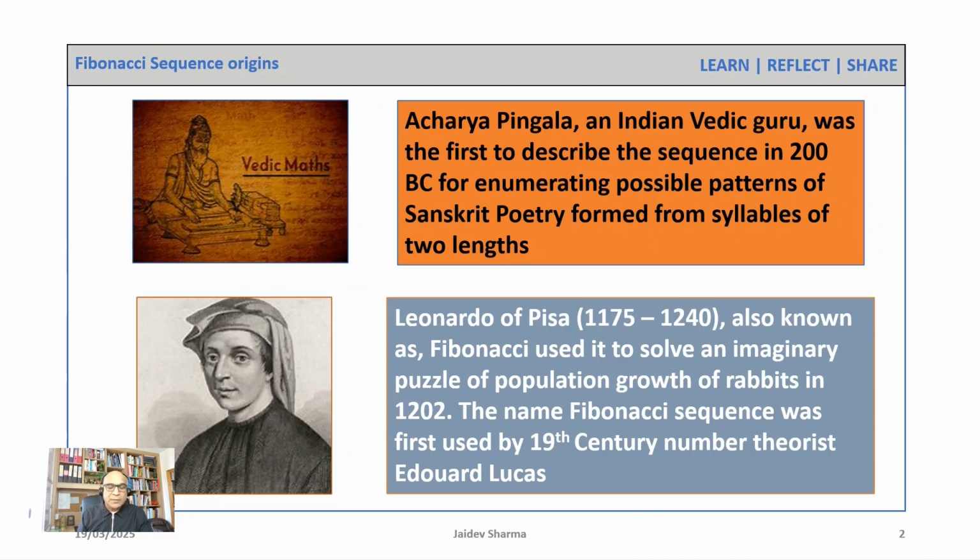Several centuries later, an Italian mathematician called Leonardo of Pisa was trying to solve a theoretical problem of the growth of population of rabbits. Starting with a pair, he was trying to figure out how the population will grow if they were to multiply every month. What he discovered was a sequence which was previously discovered by Acharya Pingala, and later on it came to be known as the Fibonacci sequence. Fibonacci was another name for Leonardo. The very first time this term Fibonacci was used was in the 19th century by a theorist called Edward Lucas.